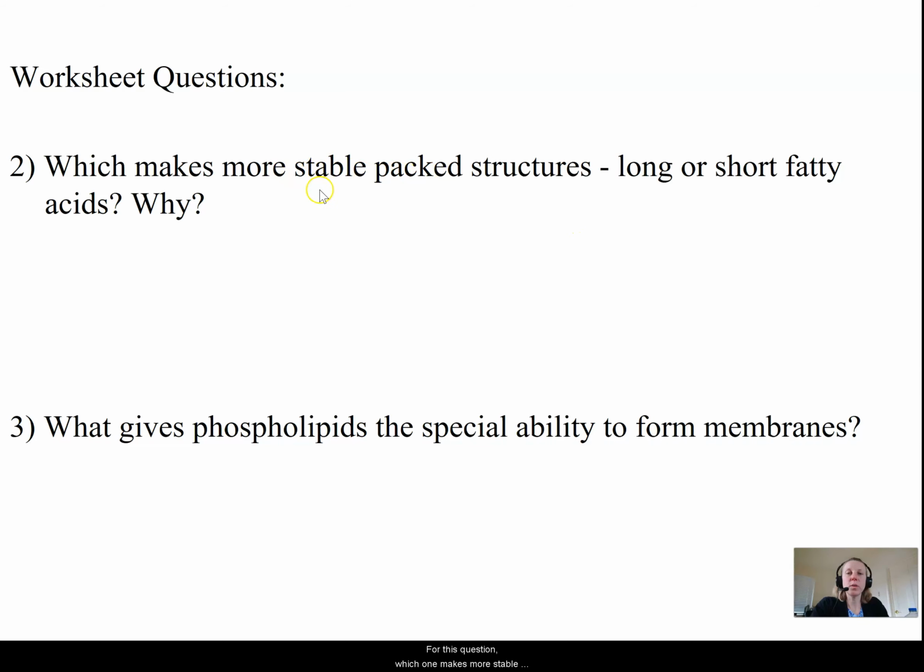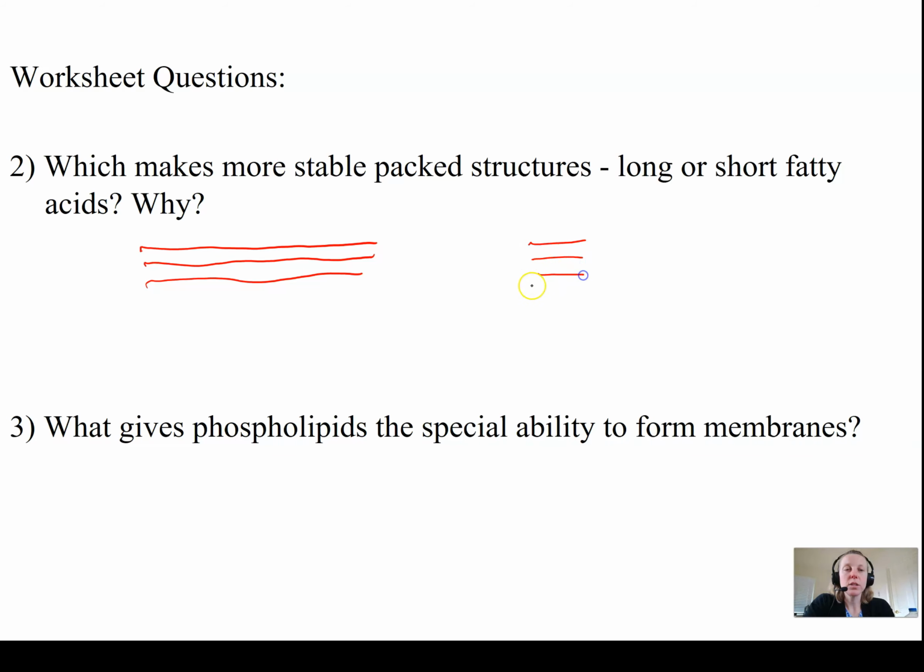All right, so for this question, which one makes more stable packed structures, long or short? It's going to be the long ones, because the long ones have a greater distance over their length in order to have good solid interactions, whereas short fatty acids don't stick together as well, and so they're easier to pull apart. Think of like two pieces of Velcro.